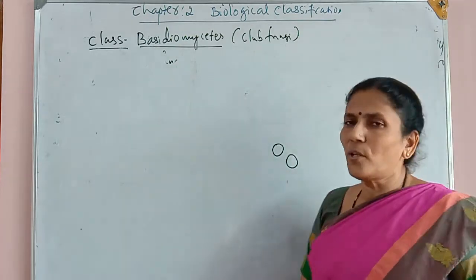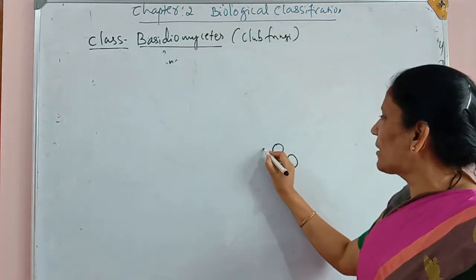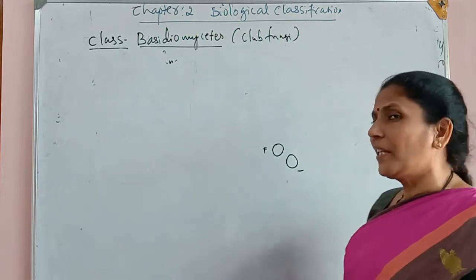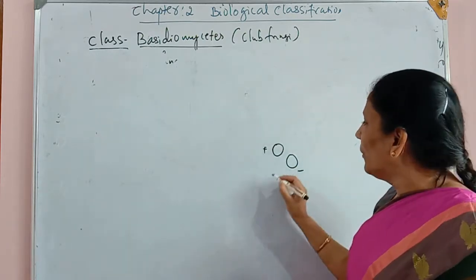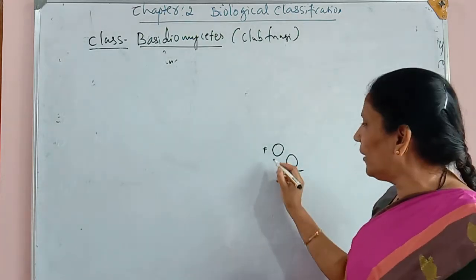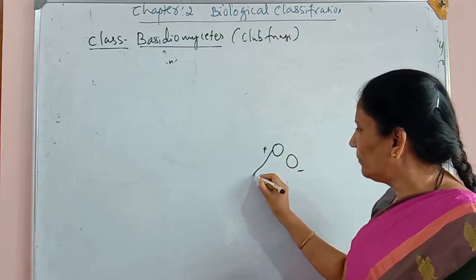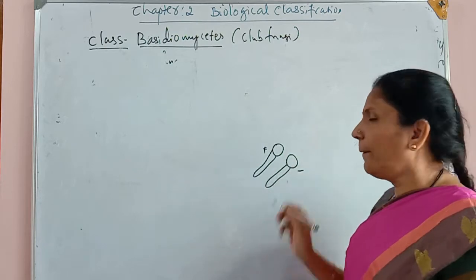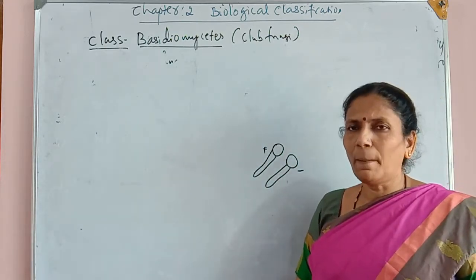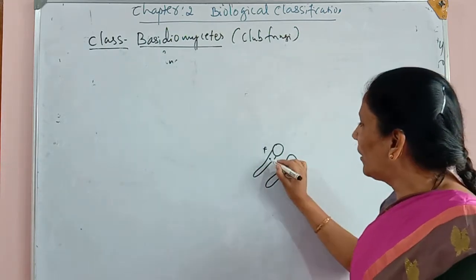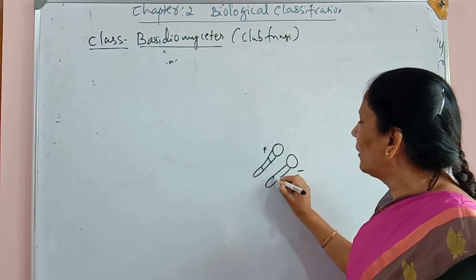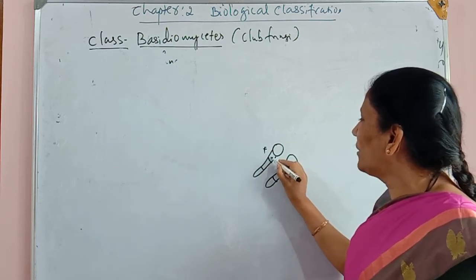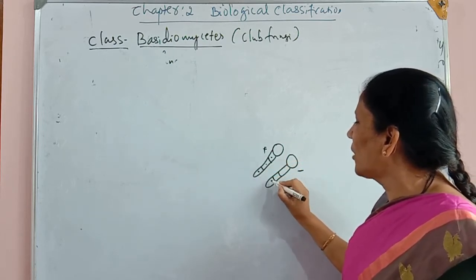These are the two spores. One is the positive and the other is the negative strain. These are called the basidiospores. When these basidiospores germinate, these tubes are called the hypha or primary mycelium. They are septate, with a single nucleus in each compartment.